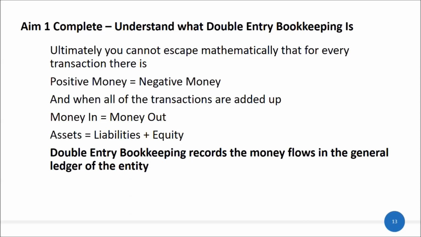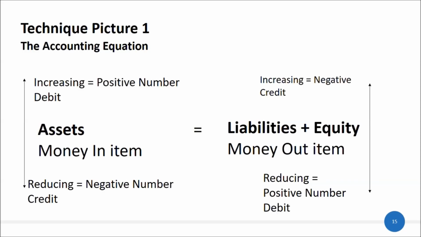Now all that double entry bookkeeping does is just record the money flows in the general ledger of the entity. That's it. So all we're going to do is look through what the money flow is, and then turn that into a journal, a record within the general ledger, and that will be how we create our double entry bookkeeping. Every transaction is recorded as a journal, so we're now going to go through the technique. Hopefully that gives you the understanding, and now we're going to do the technique, and then we're going to do some practice questions.